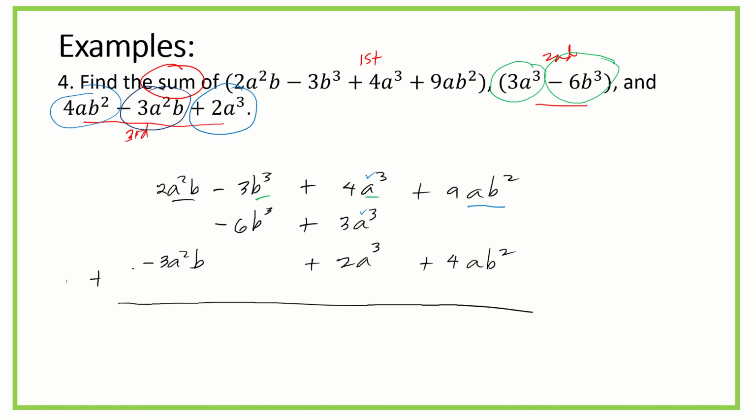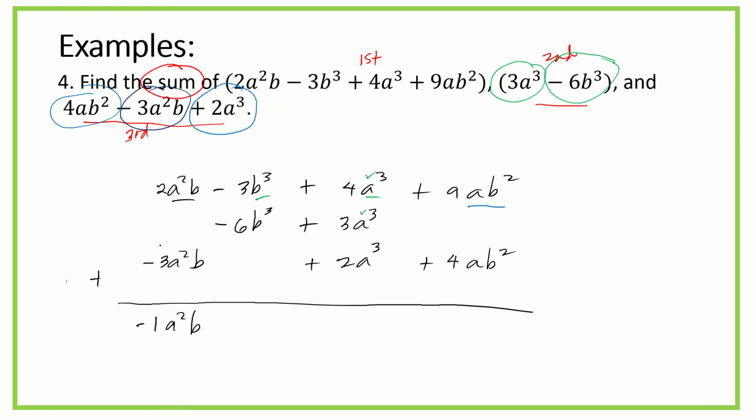So 2 plus negative 3, different signs, so we need to subtract them. 3 minus 2 is 1. The greater value in terms of absolute value is 3, so we copy the sign of 3, which is negative. Then copy a squared b. So again, do not do anything with a squared b. Just copy them because it's a common literal coefficient of both terms.